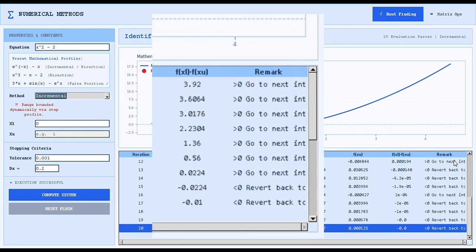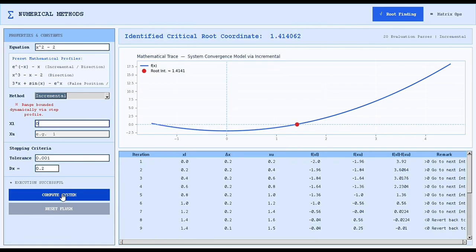When the product is greater than 0, the remark says, go to next interval, meaning no sign change was found, so the method moves forward. When the product is less than 0, the remark says, revert back to XL and consider smaller interval, meaning a sign change was detected. The method reverts and cuts the step size in half to refine the location of the root. After the computation, the graph automatically updates to plot the function curve.